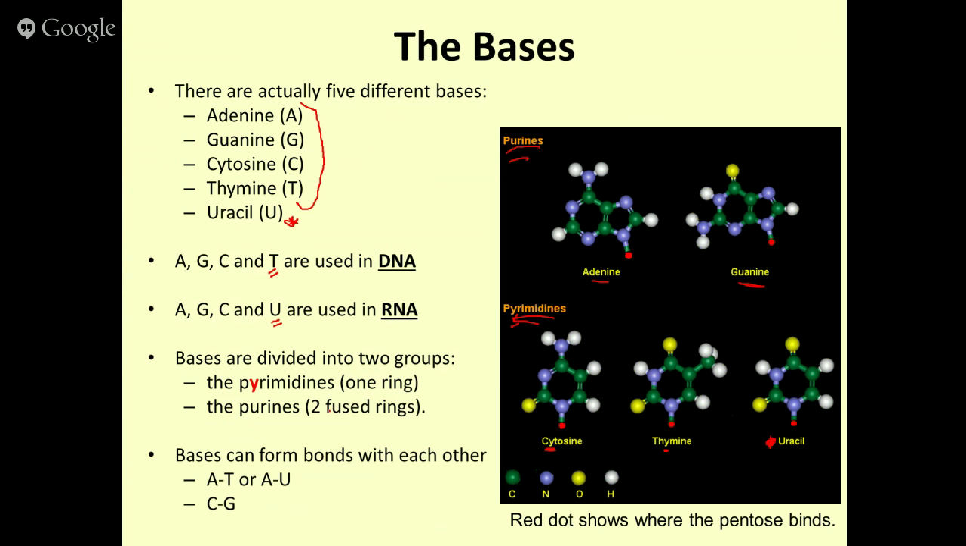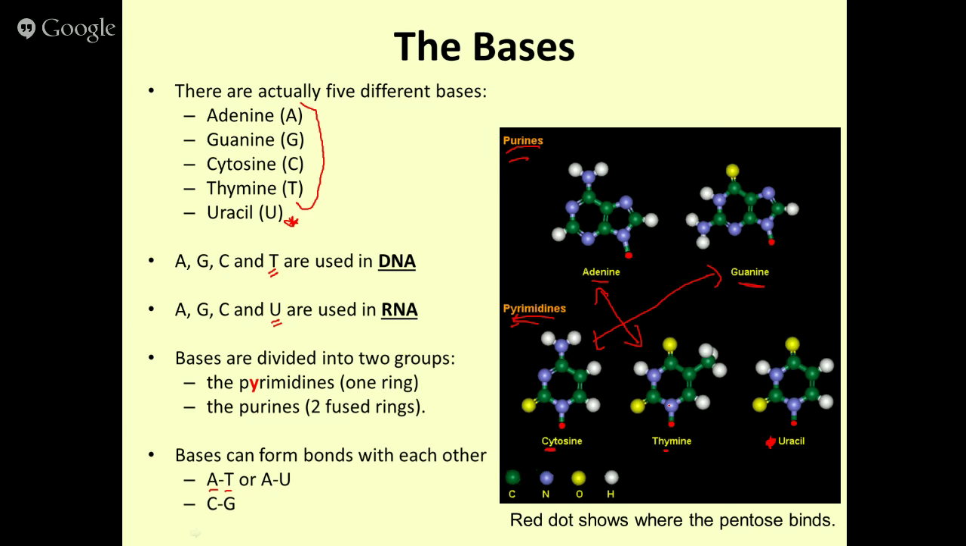And you'll notice that when you make your links, A connecting to T, a purine, adenine, is sticking to a pyrimidine. And when G binds up with C, a purine is sticking to a pyrimidine. So these are linking up with each other. The purines also have two ring structures. See the two rings? So these are the purines, and the pyrimidines just have a one-ring structure. So when A sticks to T, the two-ring structure is sticking to the one-ring structure.